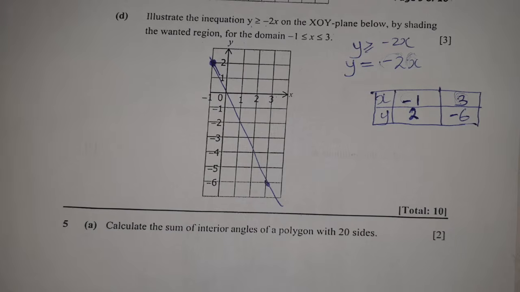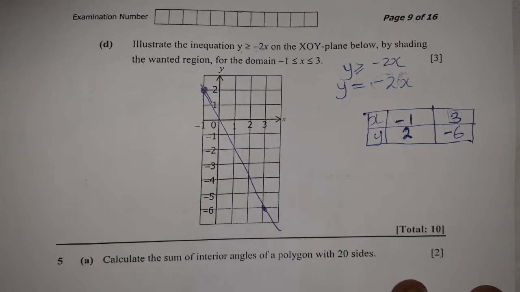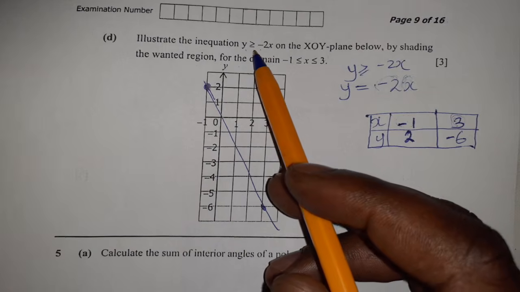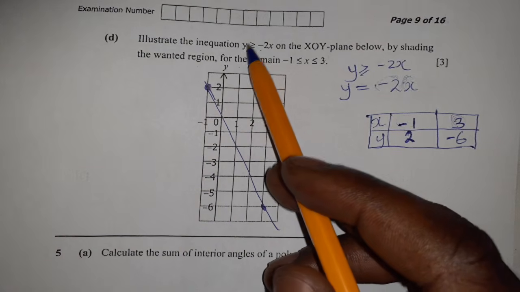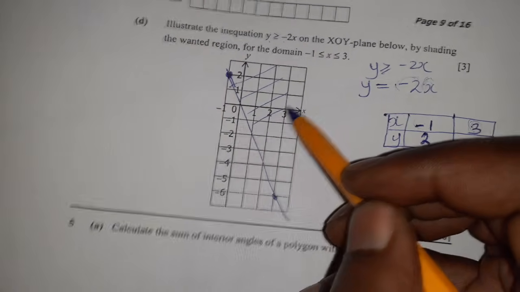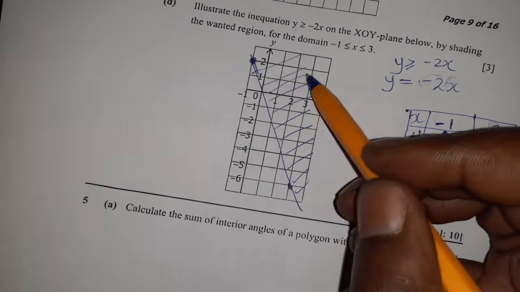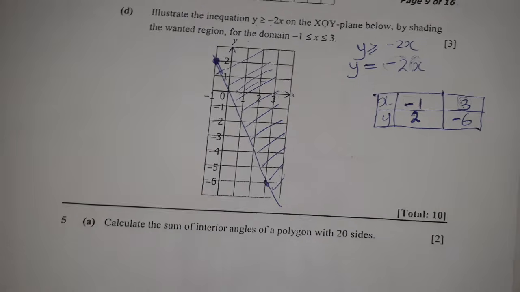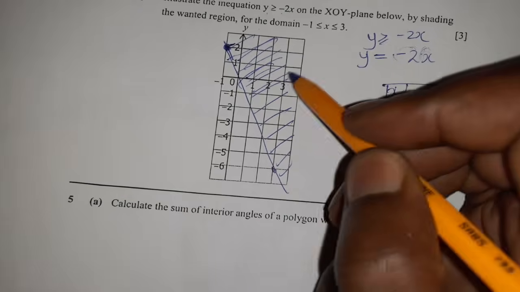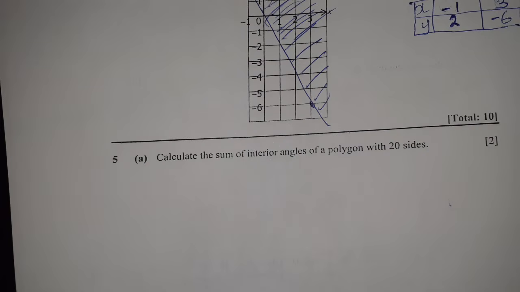Then you shade the wanted region. The wanted region, in this case, is greater. It's greater, isn't it? So this upper part is the greater region, so you just shade upwards. That is what you are supposed to do. Simple as that. So we come to question 5.